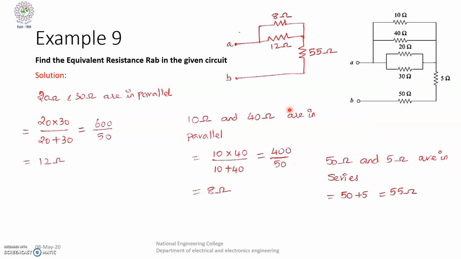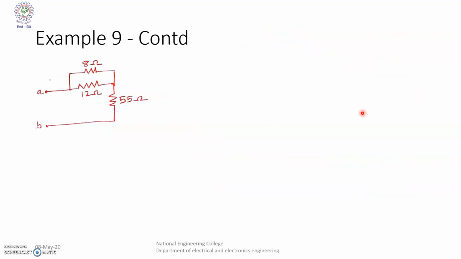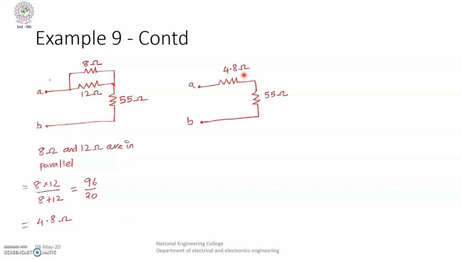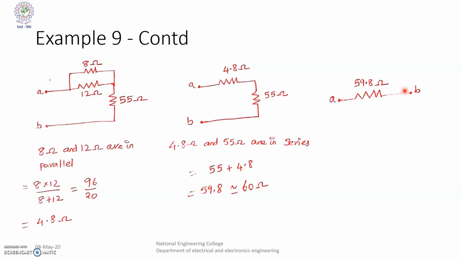Now the circuit will become like this. So 8 for 10 and 40, 12 for 20 and 30, and 55 for 5 and 50. So here 8 and 12 ohm both are in parallel, so answer will be 4.8. So here 4.8 and 55 both are in series. So final answer will be 59.8, which is approximately 60. So the final answer is RAB is equal to 60 ohm. The equivalent resistance is 60 ohm.